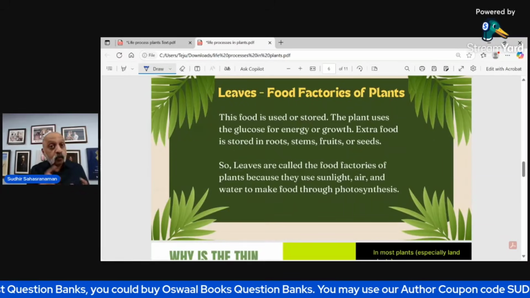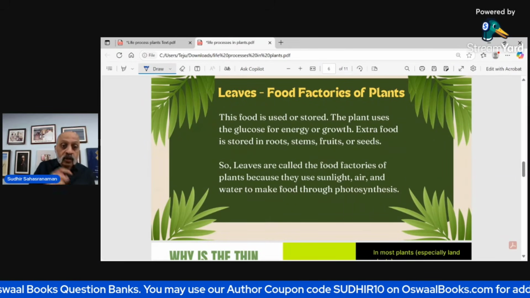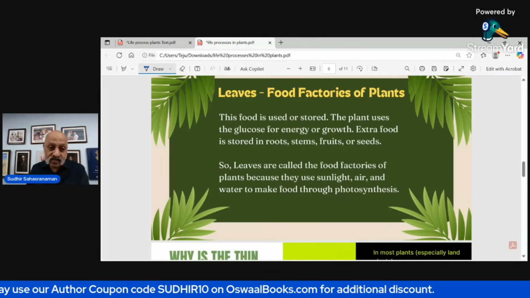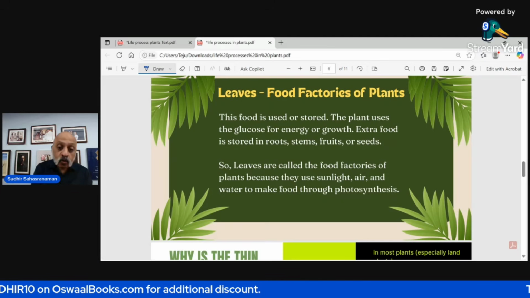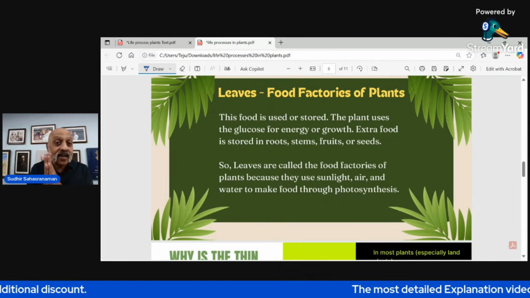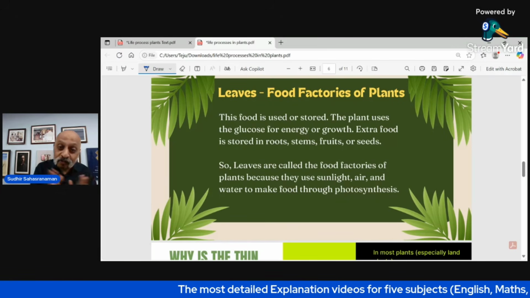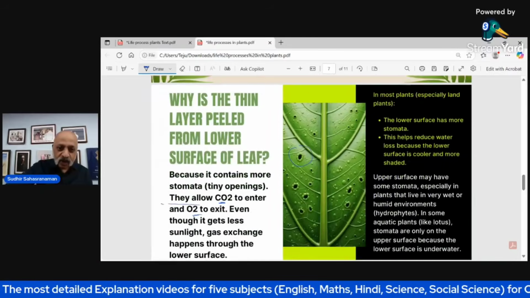Now, this food is used or stored. The plant uses the glucose for energy or growth. Extra food is stored in roots, stems, fruits, or seeds. So leaves, therefore, are called the food factories of the plants because they use sunlight, air, and water to make food through photosynthesis. Write the answer like this so that you get full marks. Now, this we have already studied.